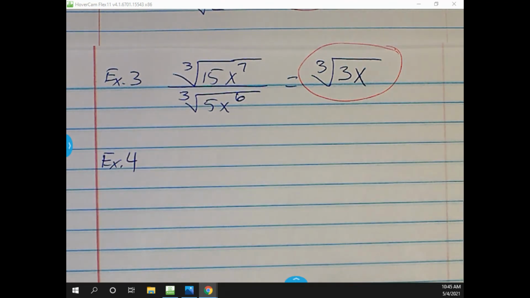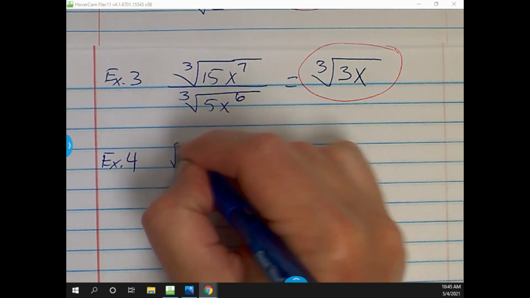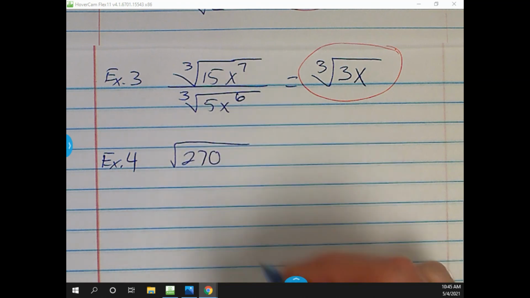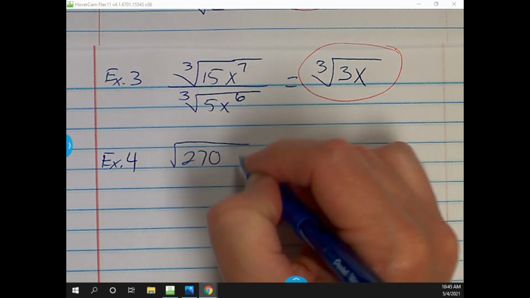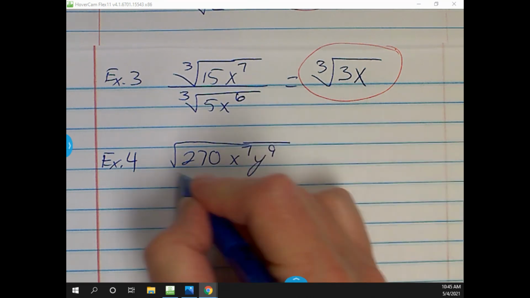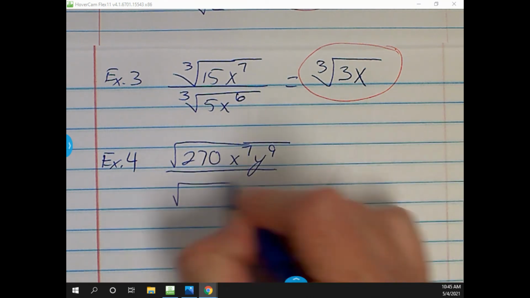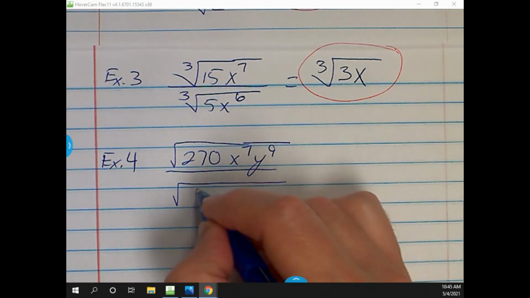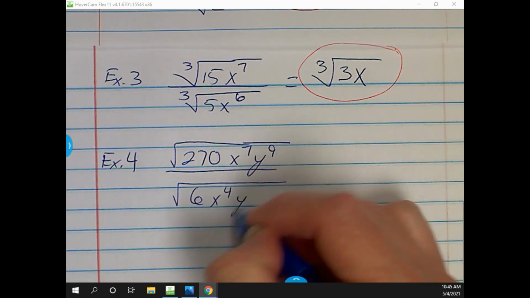All right, one last problem, and I'll show you the setup for a word problem, and then that wraps up for today. Let's do the square root of 270 x to the 7th, y to the 9th over the square root of 6x to the 4th, y squared.